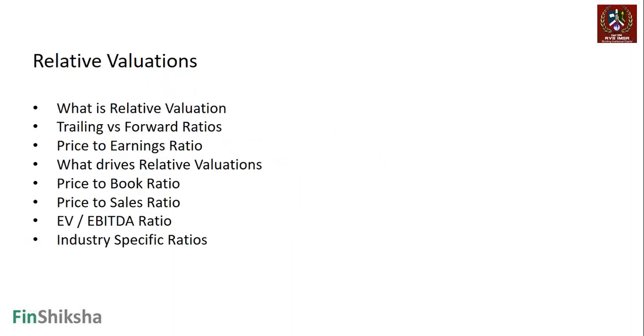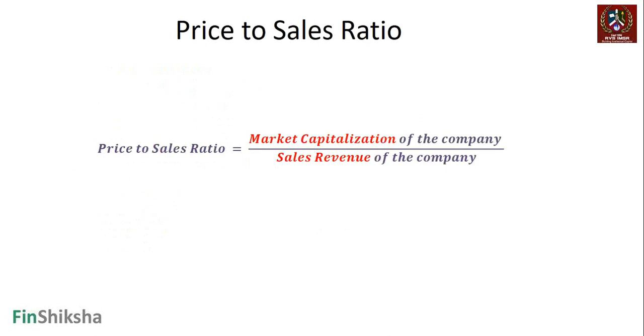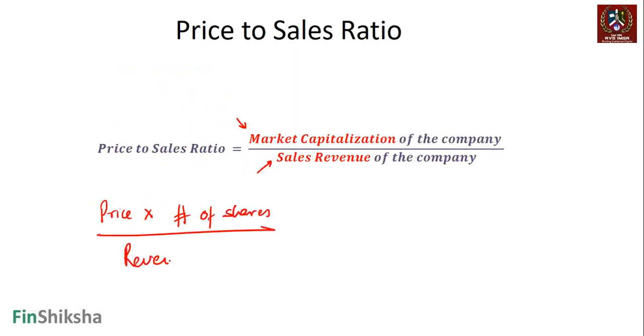So what is typically the price to sales ratio? It's simply market price divided by sales per share, or the simpler way to calculate it is the market cap of the company divided by the sales revenue of the company. So what is the market cap? That's the price per share times the number of shares, and you divide it by the revenue of the company.